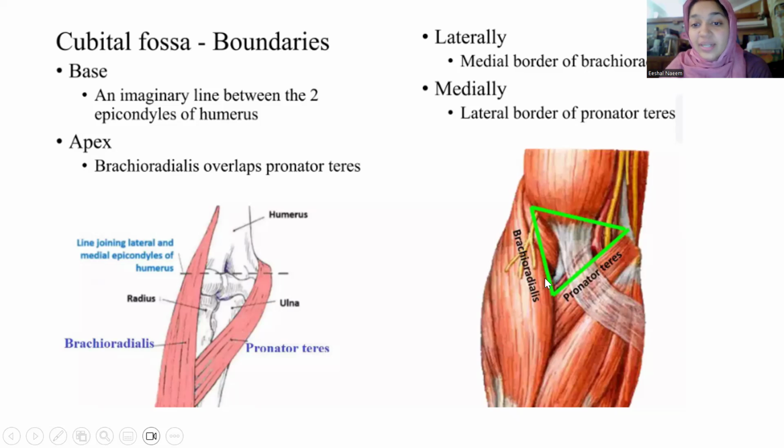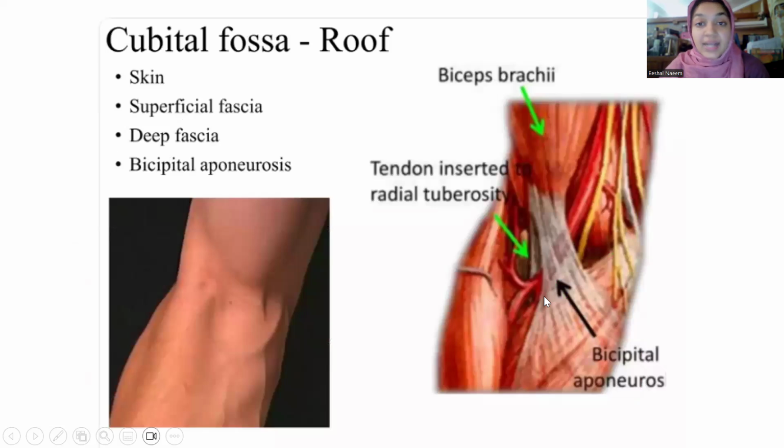So laterally, I can see the medial border of the brachioradialis. Can you see the brachioradialis here? This is the medial border of the brachioradialis. And medially, I get the lateral border of the pronator teres, right? So these boundaries, guys, are very important. They come up in questions a lot of times.